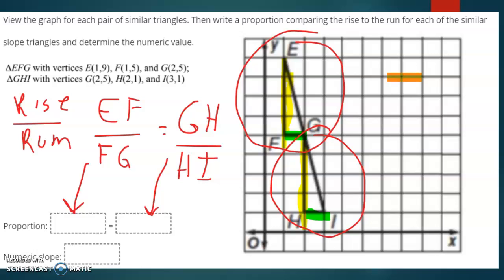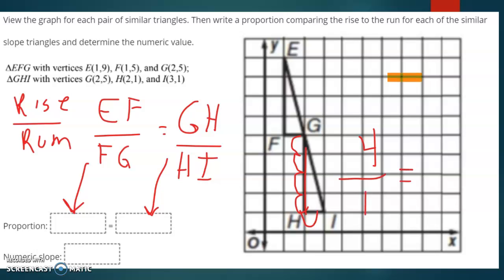The numeric slope is, you take either of the triangles and you do rise, which is 1, 2, 3, 4, and you do 1, but remember that it has a negative slope, so that's -4. So it's -4, and this would be -4.